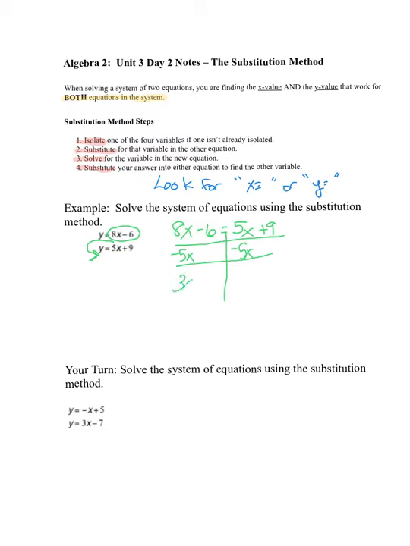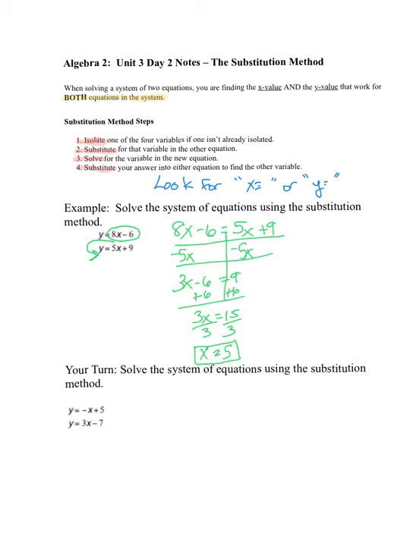I want to keep my x's positive because I just like to do that. So I have 3x minus 6 equals 9. Add 6 to both sides. 3x equals 15. Divide by 3. This is all basic algebra you learned in Algebra 1. x equals 5. All right, so I know x equals 5. I'm going to square that off. That's one answer. That's nice, x equals 5.